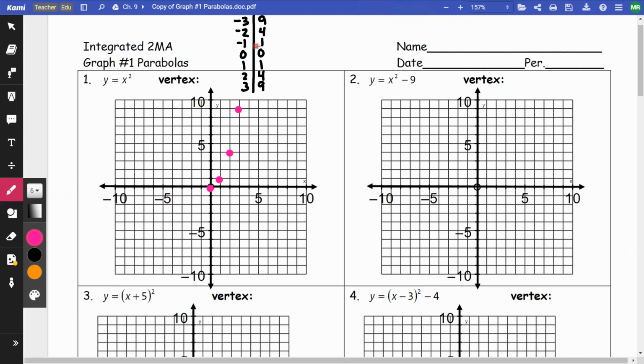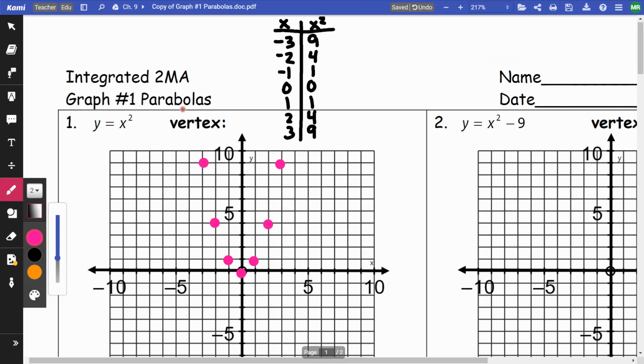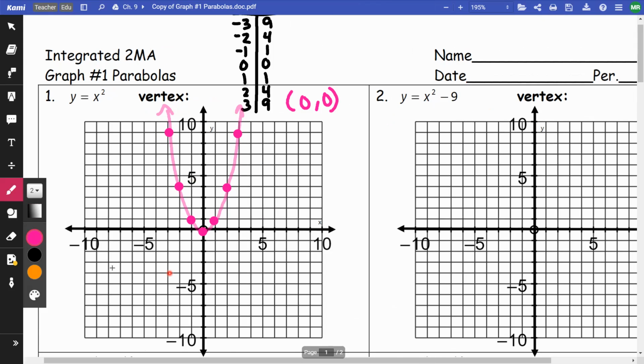And when I square a -1, I get 1, a -2, I get 4, and a -3, I get 9. So it's going to be symmetric, meaning the same on the other side. And then I'm going to connect this with a U shape with a curve. Zoom in. And that is my parabola. And my vertex for this particular parabola is going to be 0, 0.